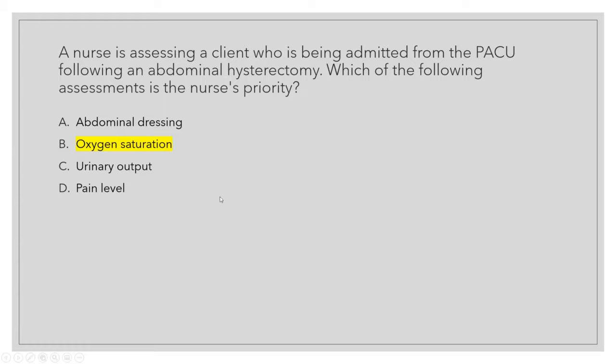Urinary output, we'll check in the PACU for sure. Pain level, this kind of throws people off sometimes when pain level is a choice, because we want to be good nurses and we want to get our patients what they want and make them comfortable. But pain is a lesser priority.